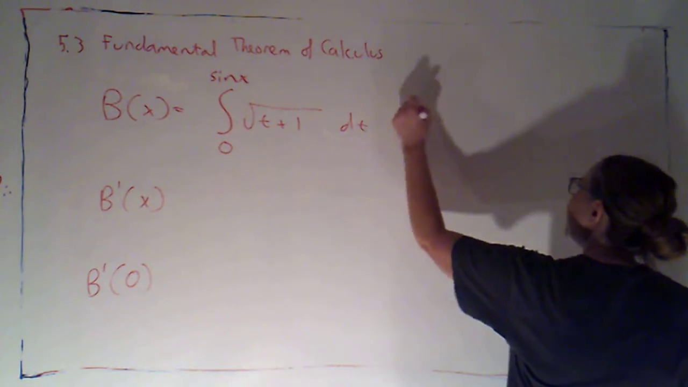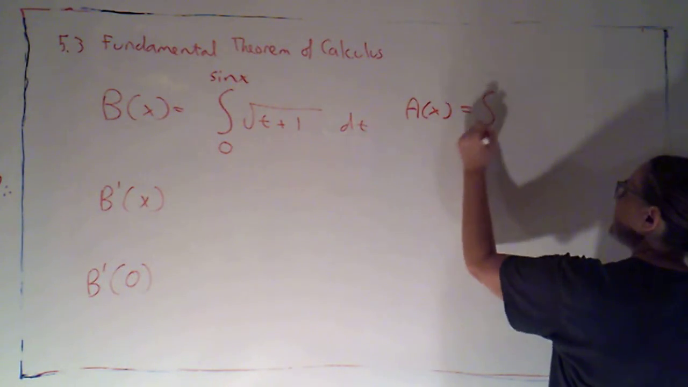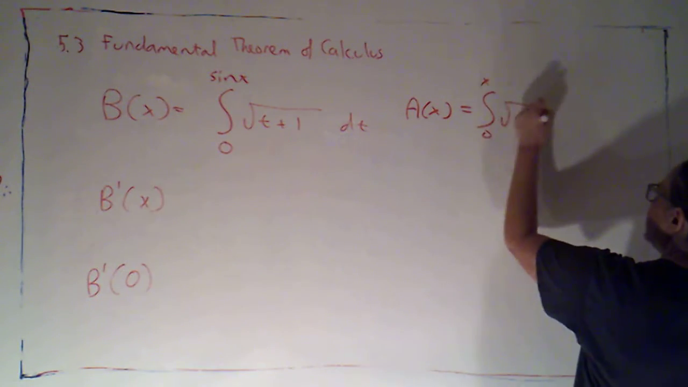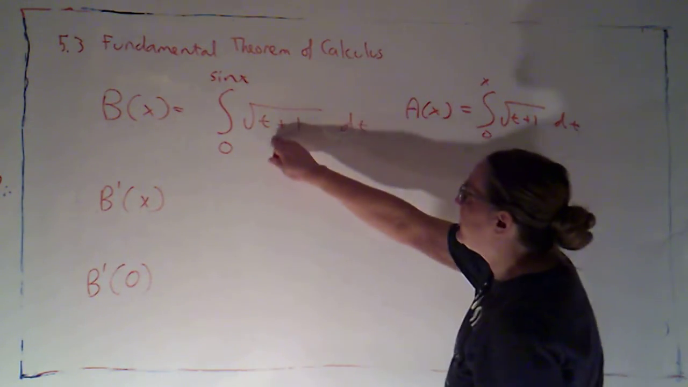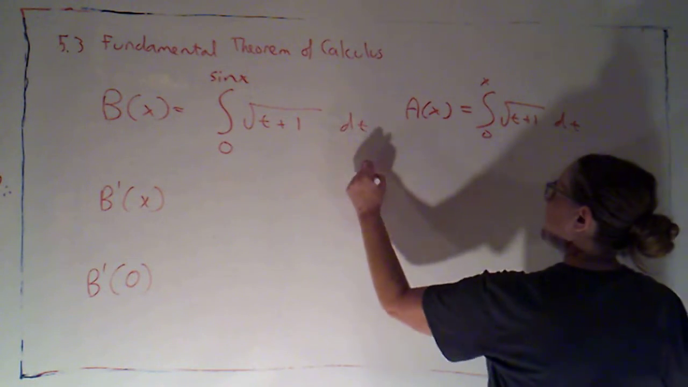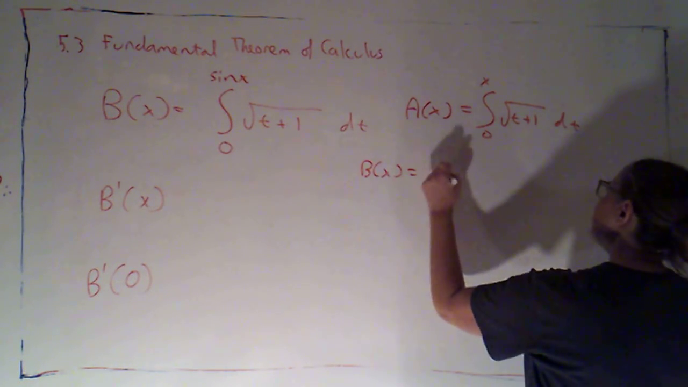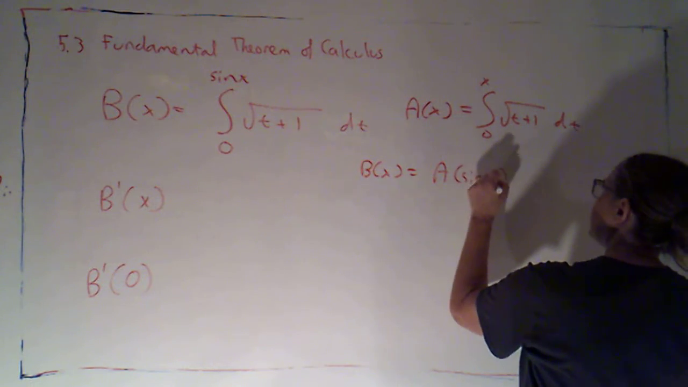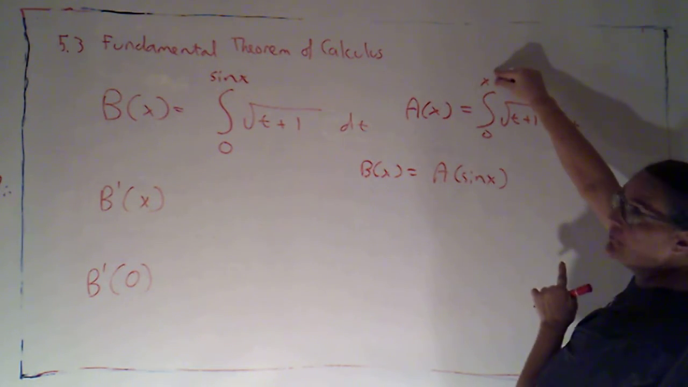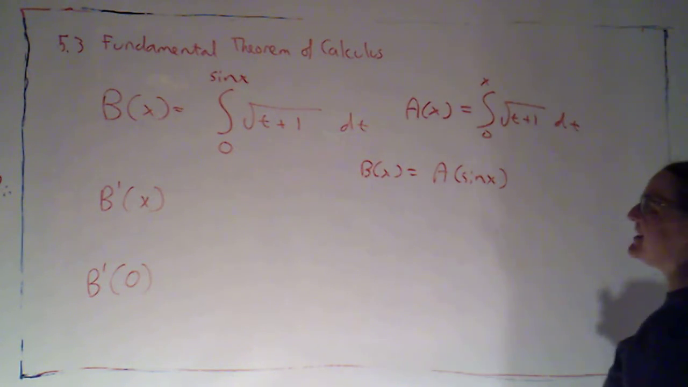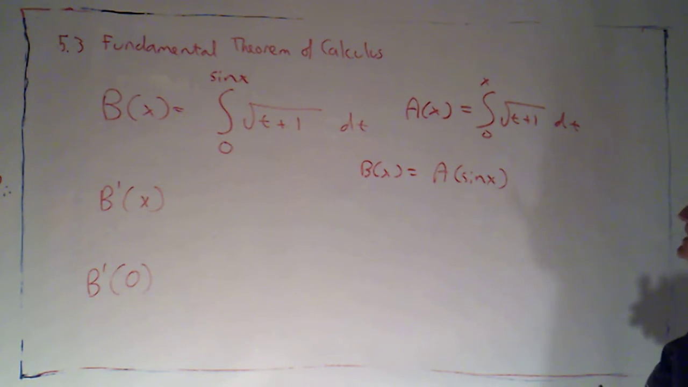So I'm going to say the related area function would be if I just had the integral from 0 to x of root t plus 1 dt. This function is what I'm getting if I plug in sine of x to that function. If I plug in sine x, that would be putting sine x in here, and that would give me exactly what b of x would be.